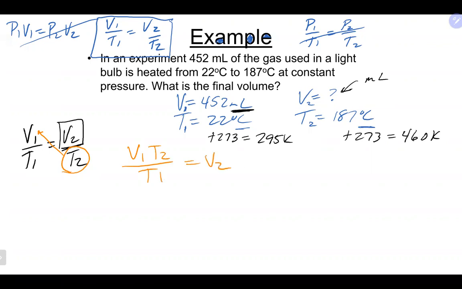We are basically multiplying T2 to both sides. It's basically mathematically what we're doing. We're multiplying the T2 to both sides. Any questions on that there?